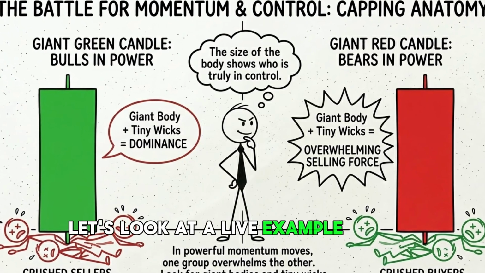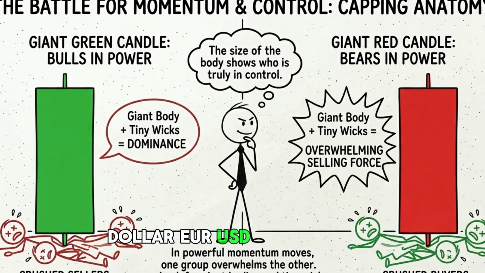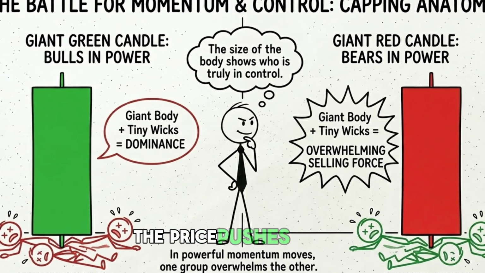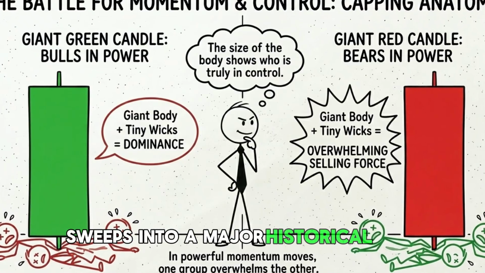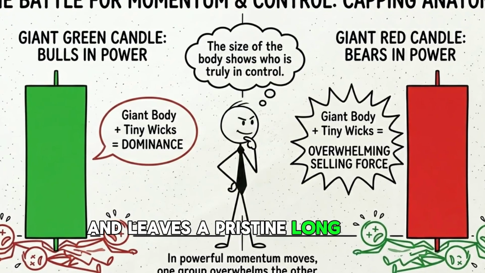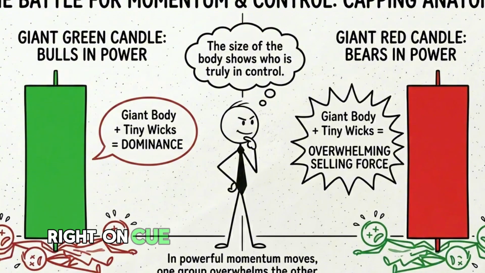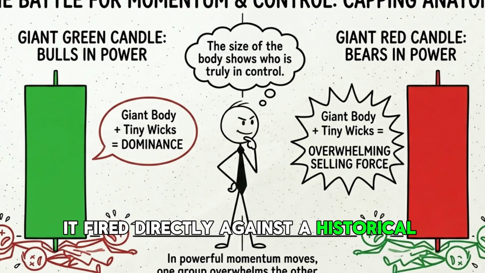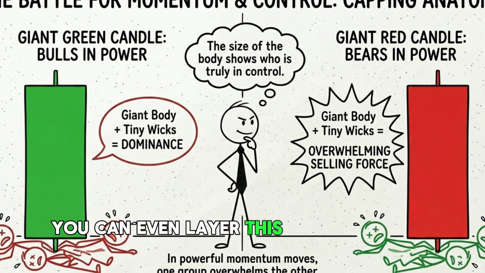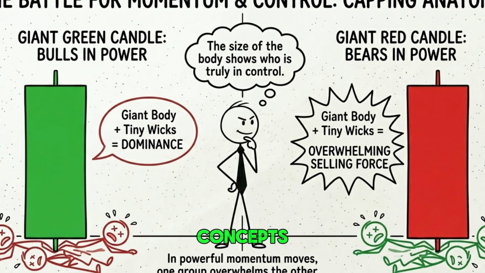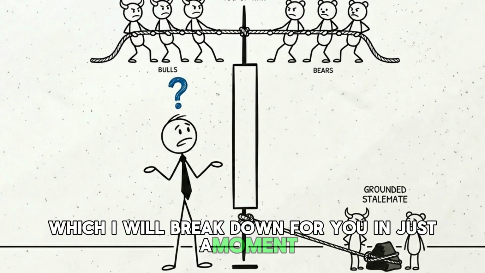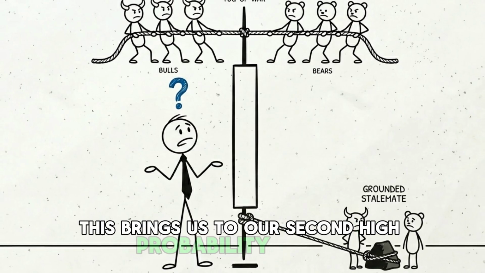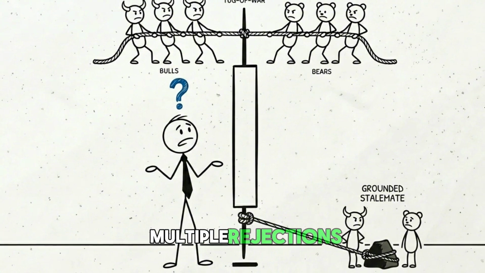Let's look at a live example on the EUR/USD 1-hour chart. The price pushes lower, sweeps into a major historical area, and leaves a pristine long wick rejection candle. Right on cue, the market reverses course. As I mentioned, the signal is strong, but it gains its true power because it didn't just happen anywhere. It fired directly against a historical support zone. You can even layer this exact dynamic with smart money concepts, which I will break down for you in just a moment. This brings us to our second high probability pattern, multiple rejections.